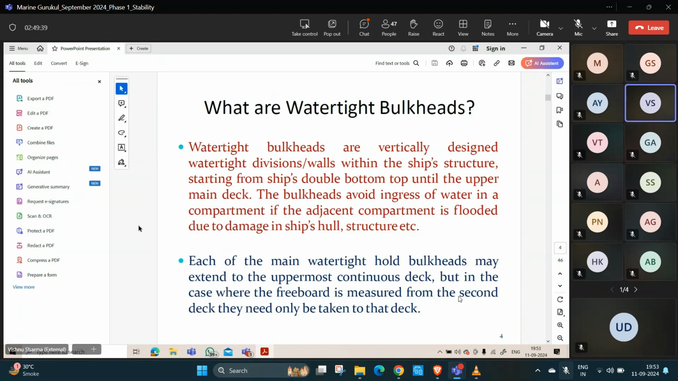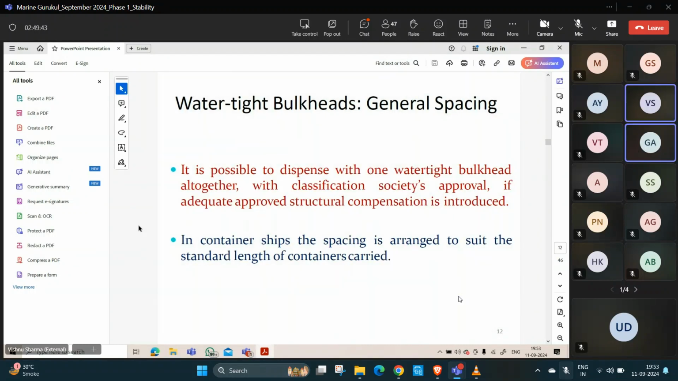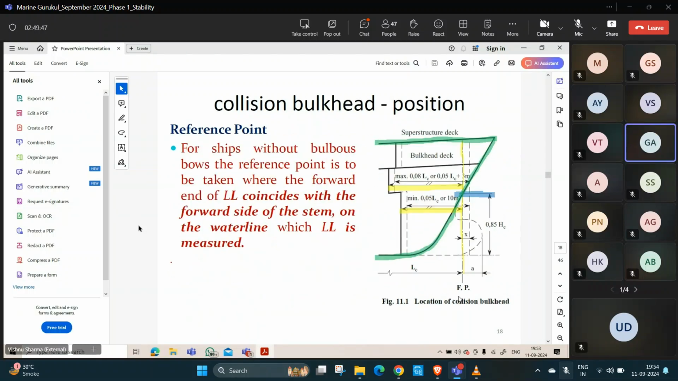Which part, Peter? Tell me. The page, page 18. Yeah, tell me. Sir, in this, for the ship without bulbous bow, this is the one. Without bulbous bow, I have just colored it for you. This is the one without bulbous bow where my cursor is running, right? In this case, the reference is the forward perpendicular, right? Yes sir, forward perpendicular.